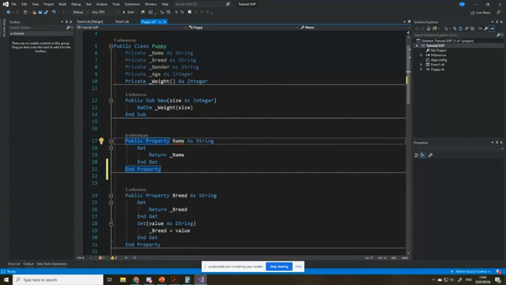Okay, it seems I missed a question here. Do we need to make the class with the methods, or can we do calculations in the form?